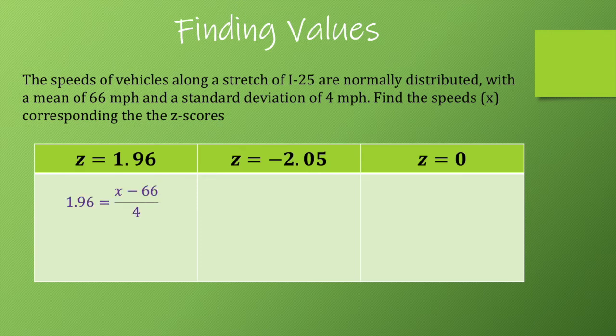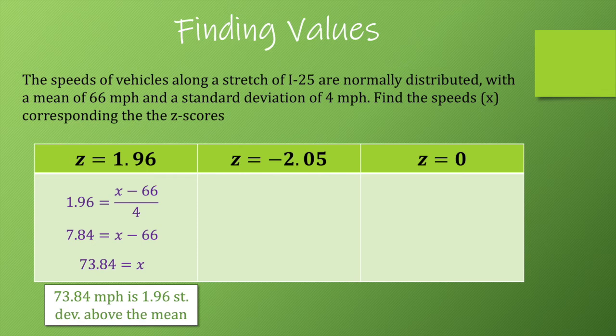So we're just going to set up an equation. Our z goes on the left, 1.96. The value that we're trying to find is the x. Subtract the mean, divide by the standard deviation, and then just use your algebra skills to solve for x. Multiply both sides by 4, add 66 to both sides, and we get x equals 73.84. What does that mean? That means the speed of 73.84 miles per hour is 1.96 standard deviations above the mean.